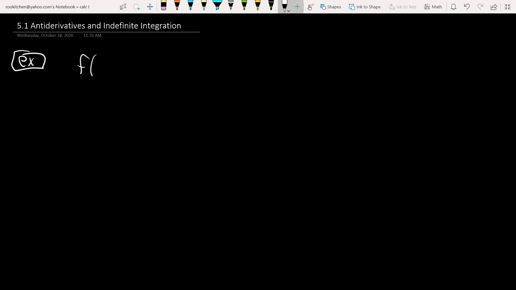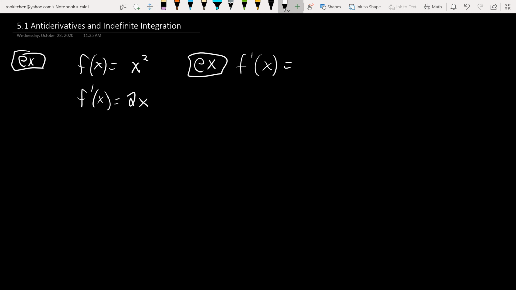You know how to go in one direction. You basically have a function of some sort, and you take its derivative. f prime of x will be 2x, right? Now we want to go in the other direction. So you're going to be given a derivative of something. Let's say 3x squared, and you have to figure out what was the original function that led to that, right?